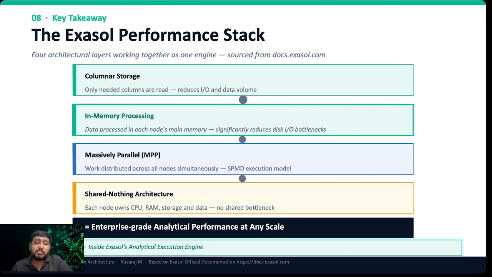In the next episode, we will move one level deeper and look inside Exasol's analytical execution engine to understand how distributed query processing actually happens across the cluster.